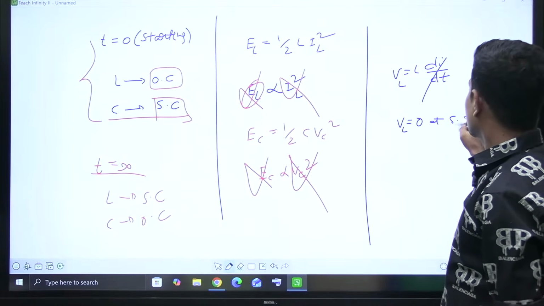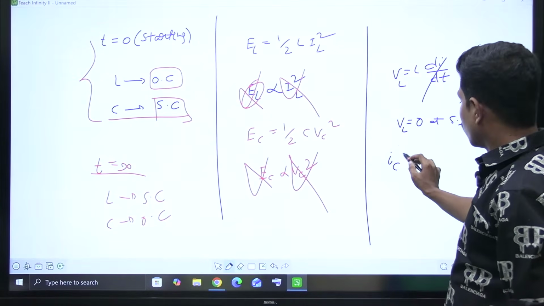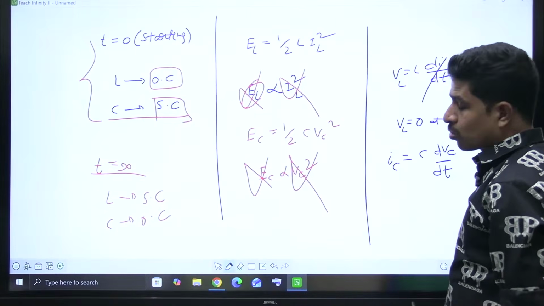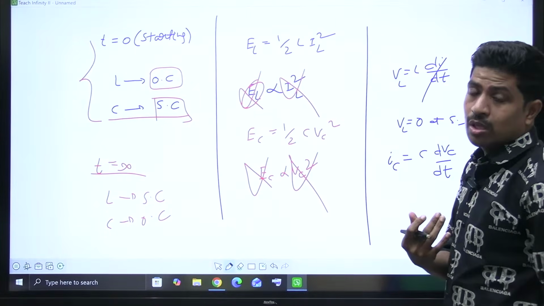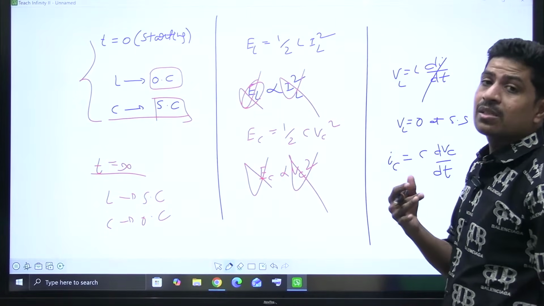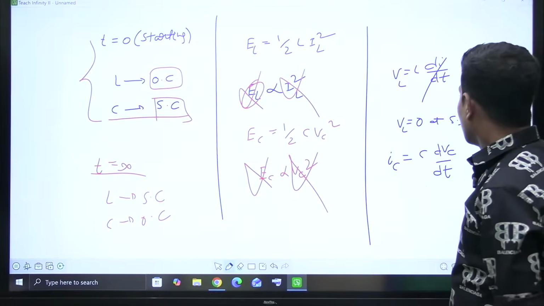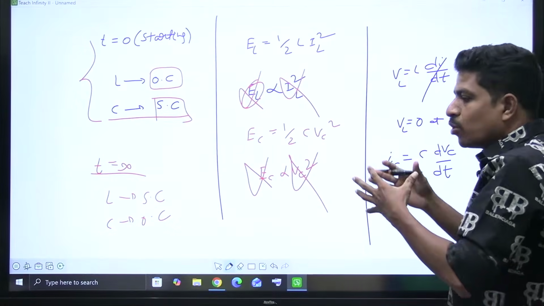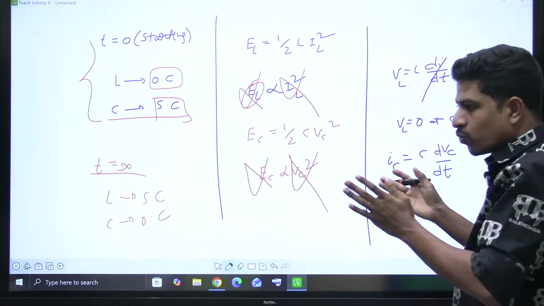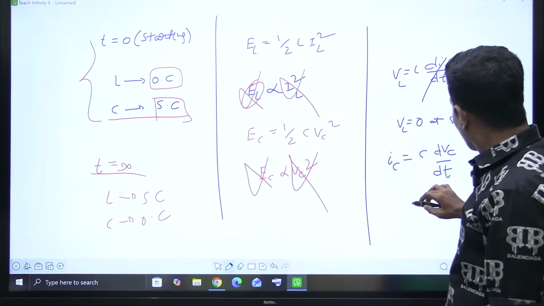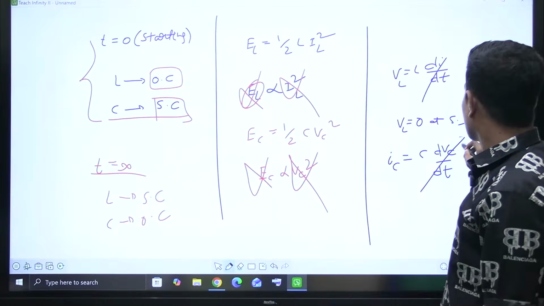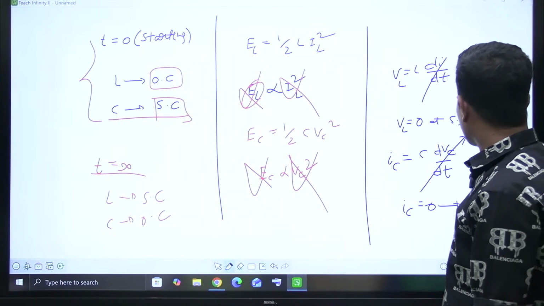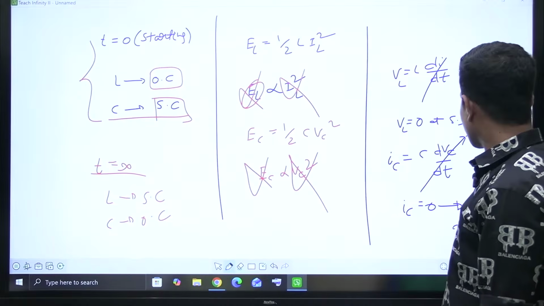Now, in the same way, the current through a capacitor is I = C dVc/dt. Once the capacitor stores fully, it has stored energy in the form of an electric field, in terms of voltage. However much more time you connect it, it is not going to be useful because it is already fully stored. Further change in voltage is zero, so IC is going to be zero. IC is zero means it is going to be an open circuit at steady state.